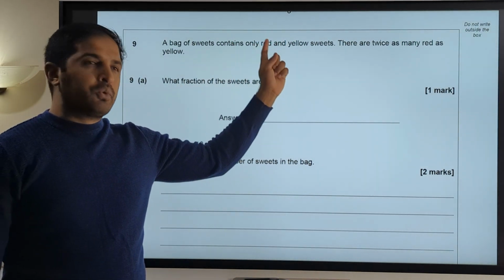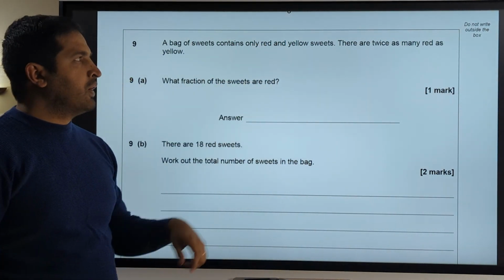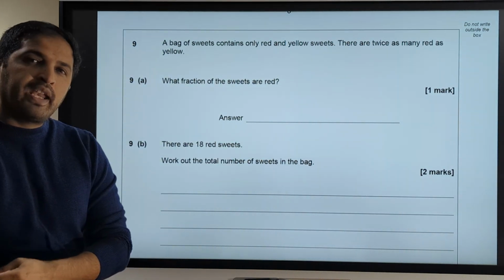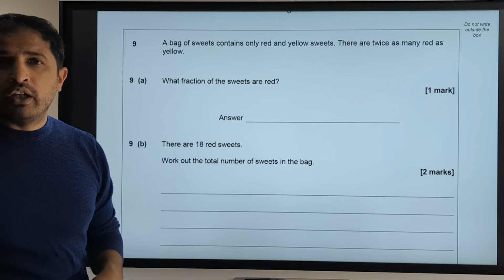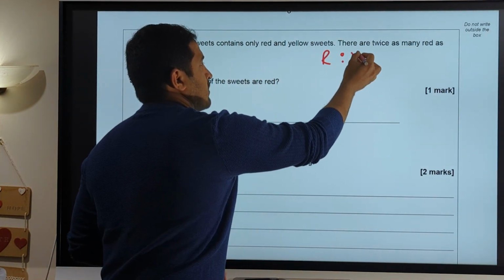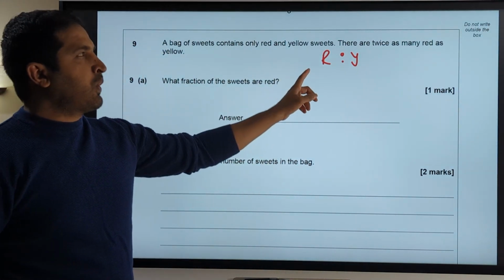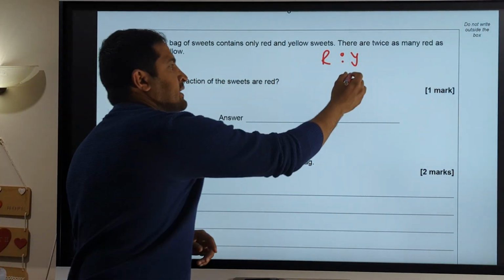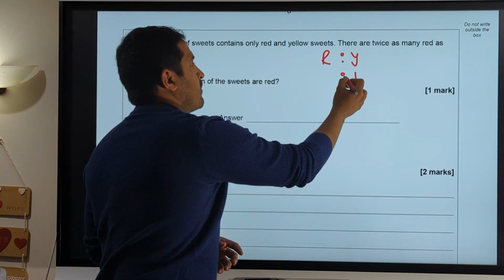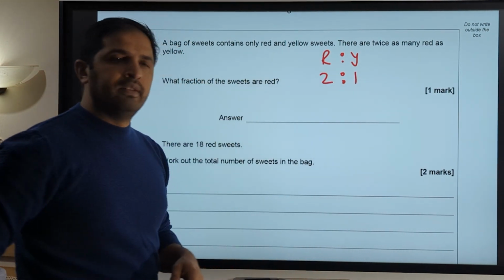A bag of sweets has 2 types of sweets, red and yellow. There are twice as many red as yellow. So if you're comparing 2 quantities, you can generally use ratios. So we're writing down the red to yellow. There are twice as many red as yellow. So if I say there is 1 yellow, double that will give you 2 red.